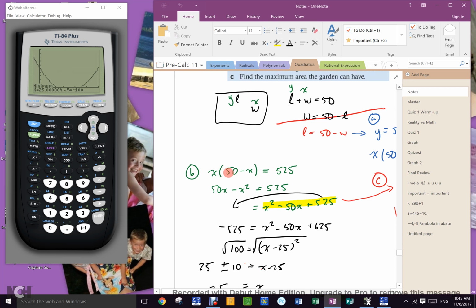Oh, right here. So I still got to move that 525 over because on your calculator, it has to be in y equals form, right? So I would have had to move that over. So I could have entered 50x minus x squared minus 525. And order doesn't matter on your calculator. It'll work it out. You can enter anything. So if we'd entered that, this whole parabola here would be flipped over and we would be finding a maximum.